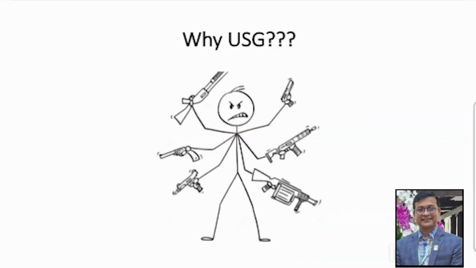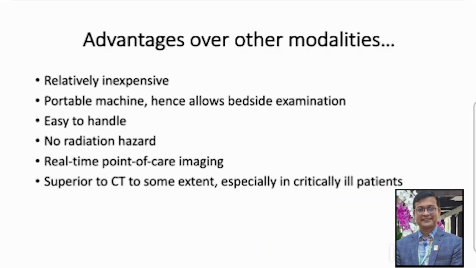We have chest X-ray, we have CT scan of chest, we have MRI. But why ultrasonography, which was commonly practiced for the diagnosis of abdominal pathologies? Just have a look at it. The advantages over the other modalities are that it is relatively inexpensive, as the machine is portable. It allows bedside examination. It is easy to handle, no radiation hazard, real-time point of care imaging is possible. And to some extent, it is superior to CT scan, especially in critically ill patients.